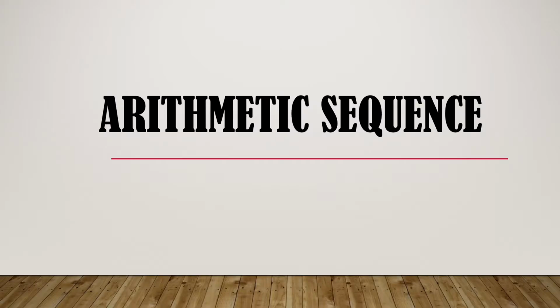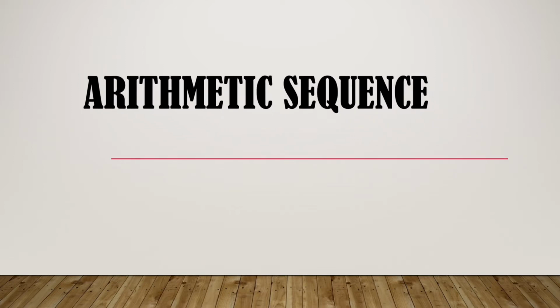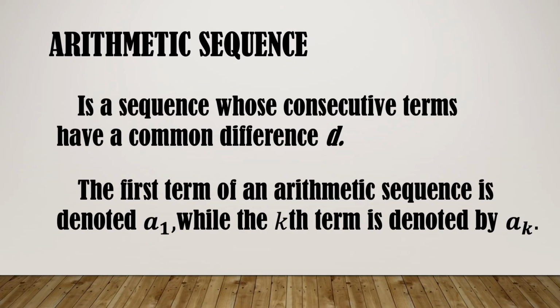So, let's start. Our topic for today is about arithmetic sequence. It is a sequence whose consecutive terms have a common difference. It is represented as small letter d. The first term of an arithmetic sequence is denoted as a sub 1, while the kth term is denoted by a sub k.